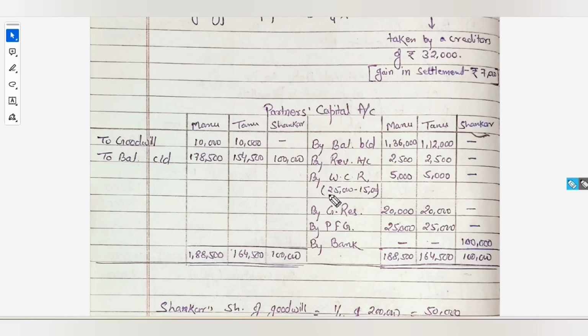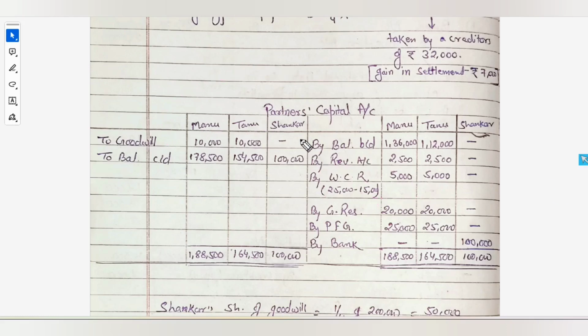So by workman compensation reserve, as we have discussed, 25,000 was the amount of reserve and 15,000 was the amount of claim. That means we can distribute only rupees 10,000 in equal ratio, that is 5,000 to each partner. Then the full amount of general reserve will be distributed in equal ratio, that is 20,000 to each. And then the goodwill account, which appeared on the asset side, will be written off by transferring to the debit side of the partners' capital accounts, 10,000 to each partner. So this was step number 3.